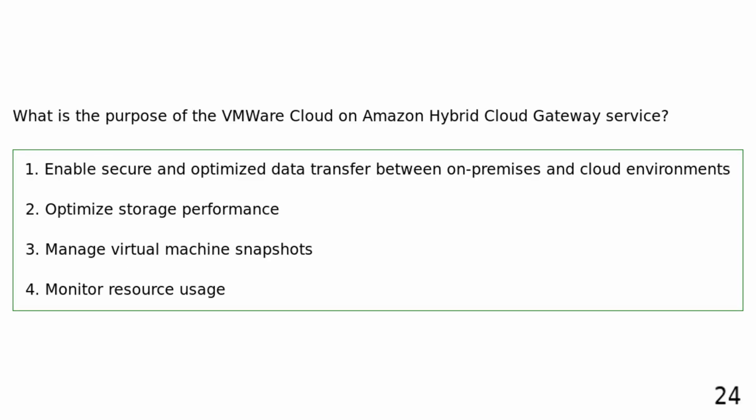What is the purpose of the VMware Cloud on Amazon Hybrid Cloud Gateway service? Enable secure and optimized data transfer between on-premises and cloud environments. Optimize storage performance. Manage virtual machine snapshots. Monitor resource usage.